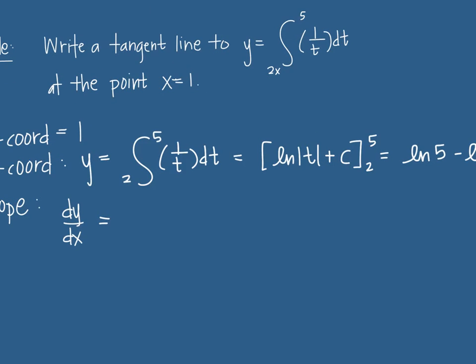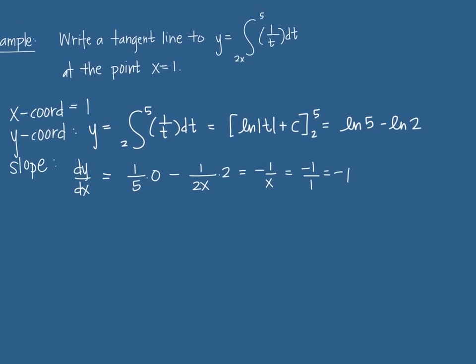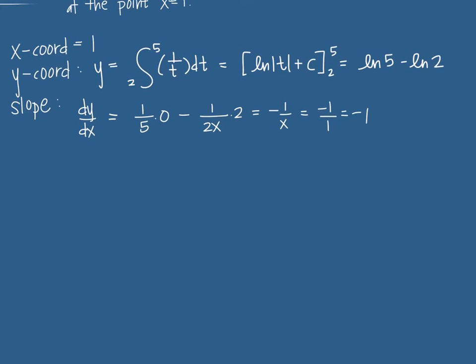Which means, what Luke just did for me, is 1 over 5 times the chain rule of 5, which is 0, minus, going back to the original bounds here, 1 over 2x times the chain rule of 2, which turned out to be negative 1 over x. Now I plug my x coordinate into that, which is negative 1 over 1, or negative 1. So now I have my x coordinate, my y coordinate, and my slope value. I have all three. And so I can write my tangent line.